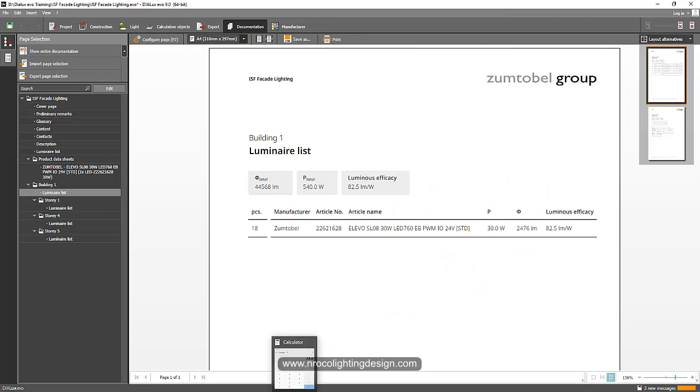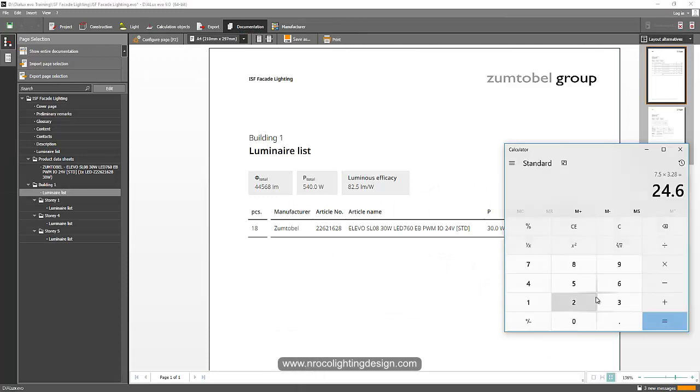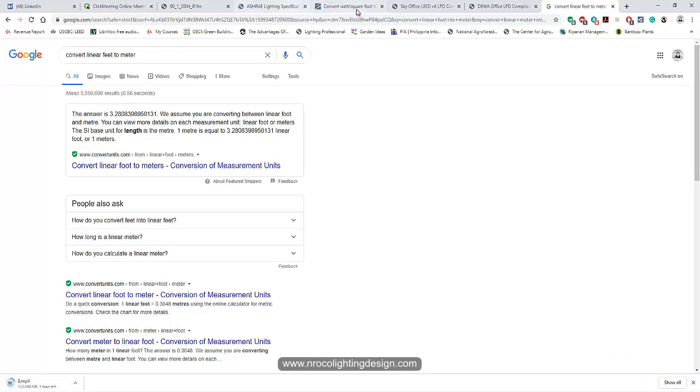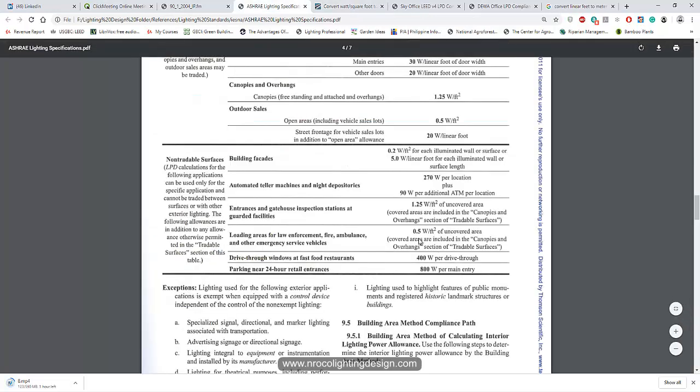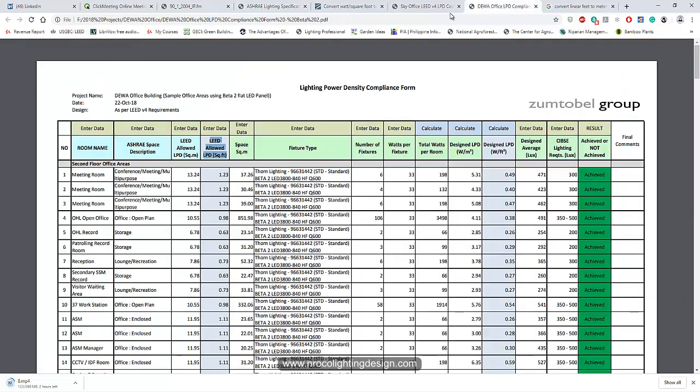Okay, so 540 divided by 26.4 equals 20 watt per linear foot. So yes, it's obvious that my facade lighting design will not achieve the LPD requirements. It will fail, totally fail.